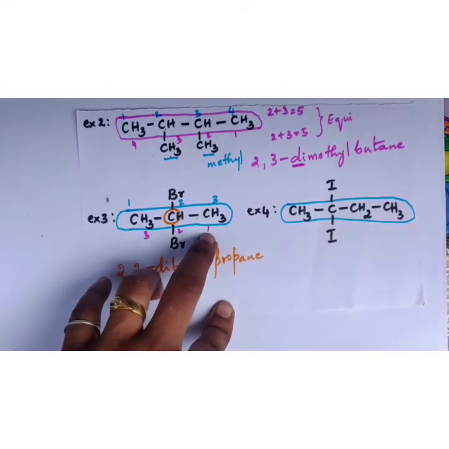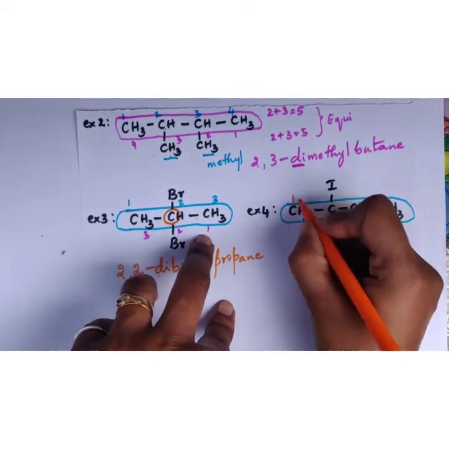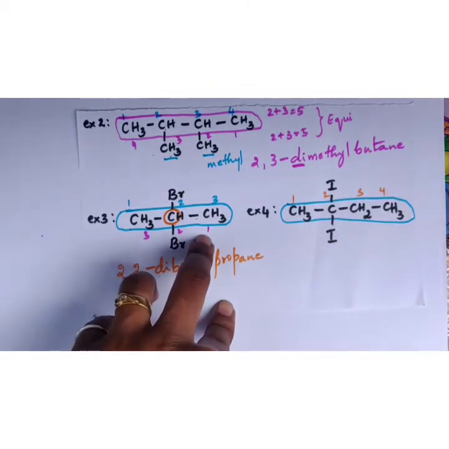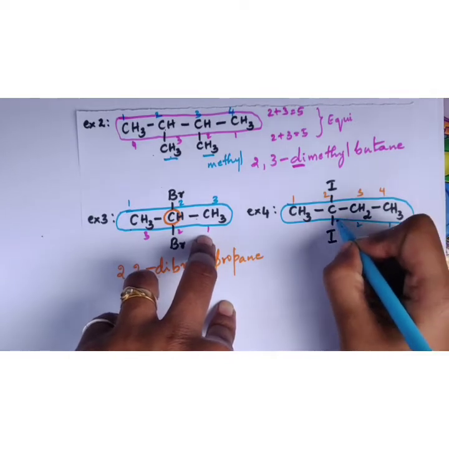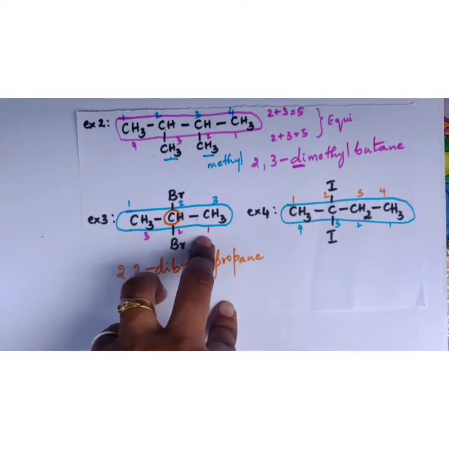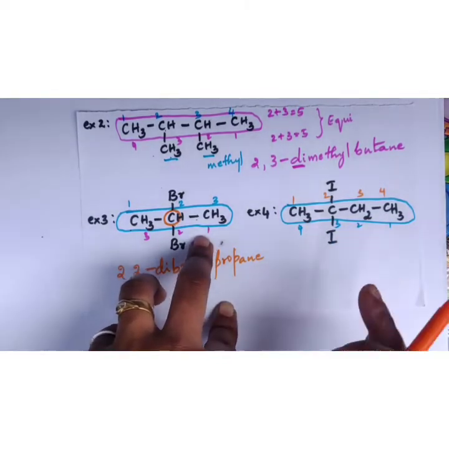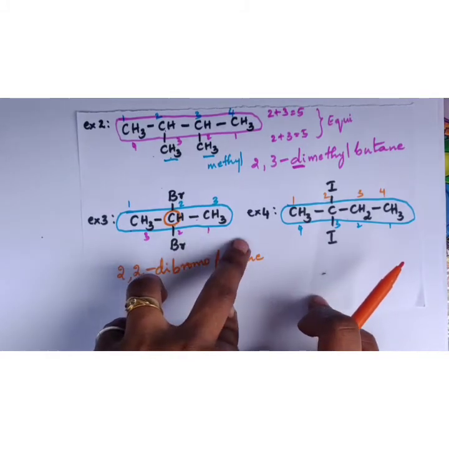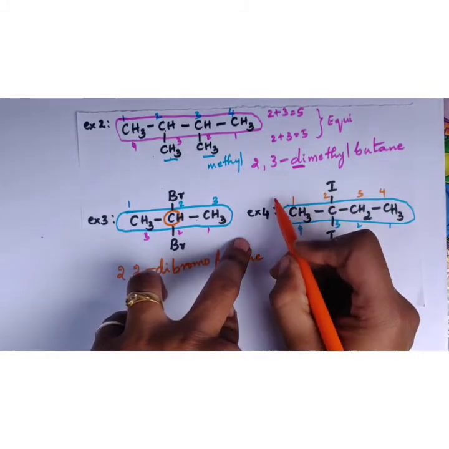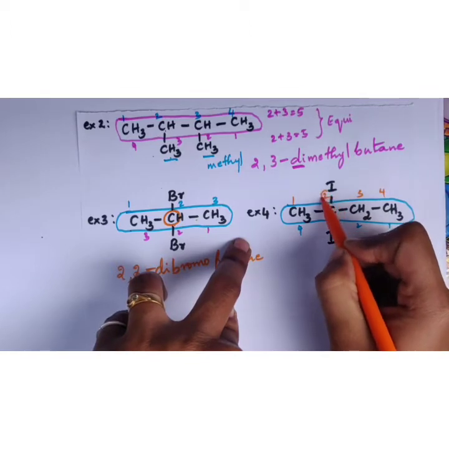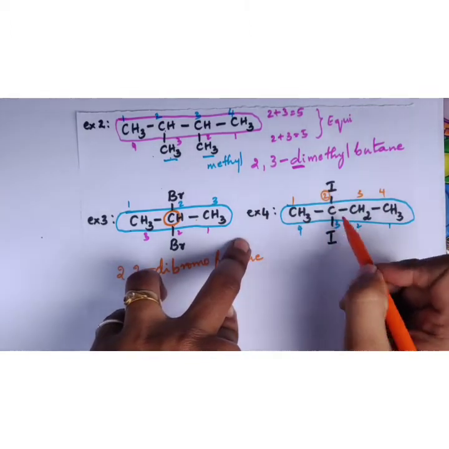I've selected the parent chain. So numbering is done. 1, 2, 3, 4. So this side 1, 2, 3, 4. So you have to know from which side you have to number it. Here you can follow the lowest sum rule. So here, if you number it from this side, at the second position, iodine is attached.